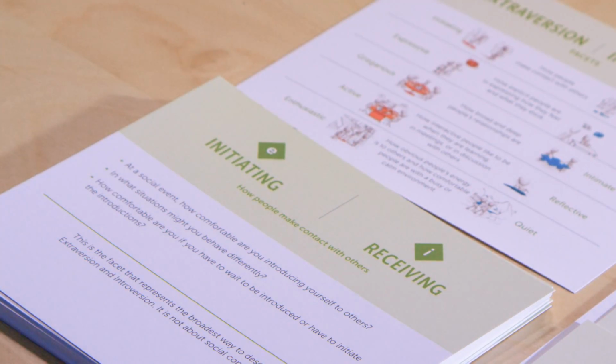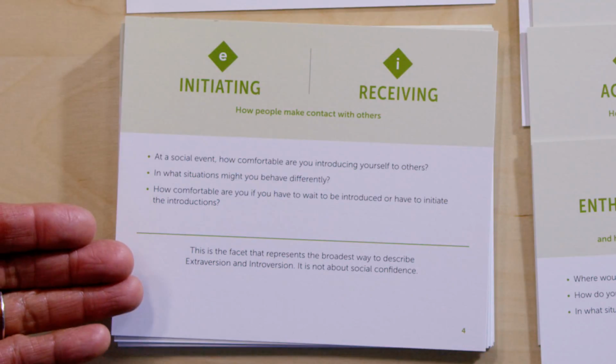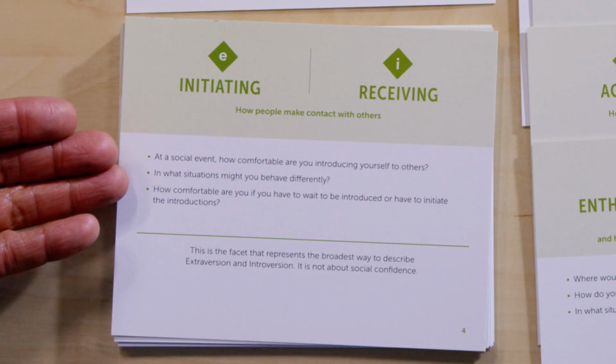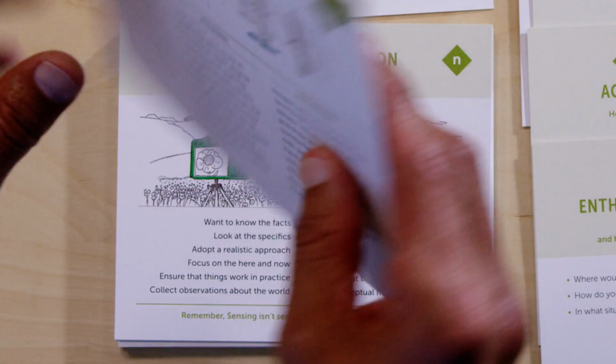Begin by using the front of the card to describe the facet. Then use the recommended questions to encourage the participant to share his or her experiences and engage in a discussion to better understand what initiating and receiving are all about. When you're ready, turn the card over to debrief.